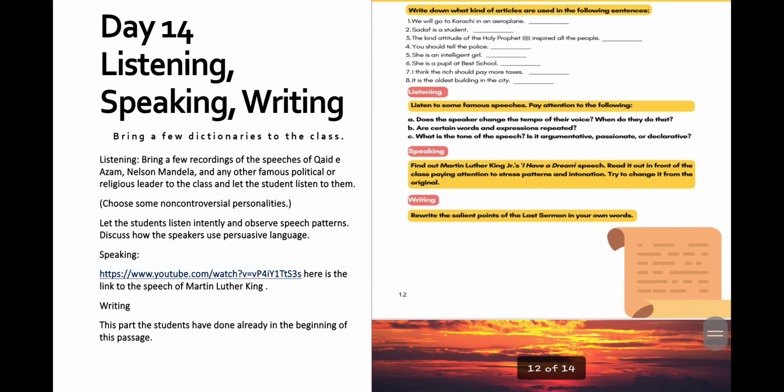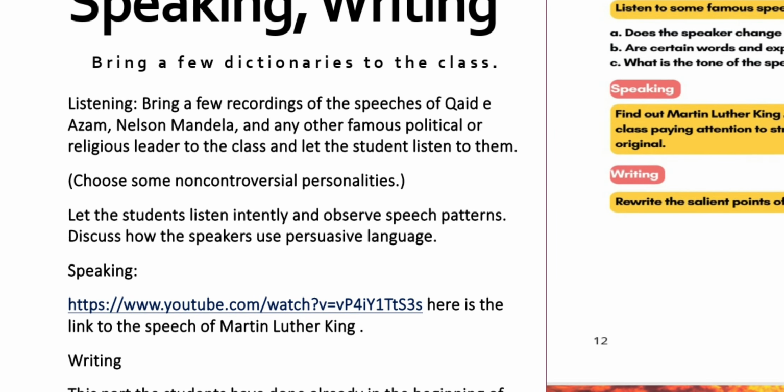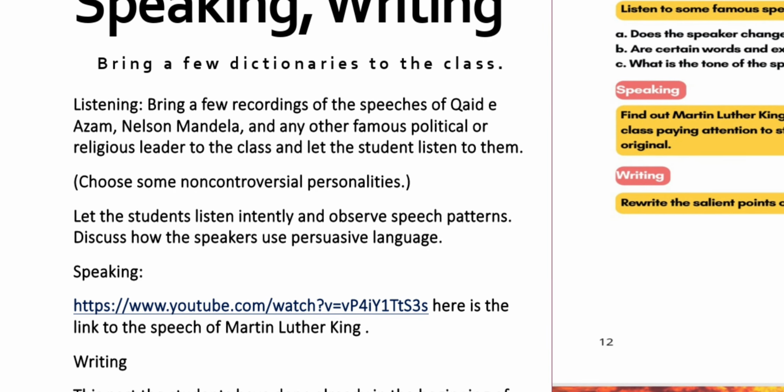You need to explain all these words to the students. How are you going to do it? Bring a few recordings of speeches of Quaid-e-Azam, Nelson Mandela, and any other famous political or religious leader to the class, and let the students listen to them. It is a listening exercise. Choose some non-controversial personalities, so don't be too political, because this will not serve the purpose. The students' political affiliations with those people will overshadow their listening of the content. So don't bring the speeches of someone who is too political.